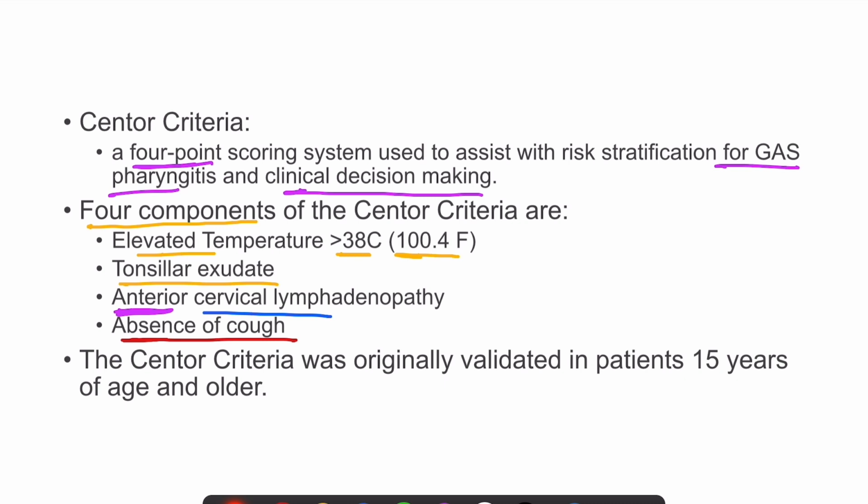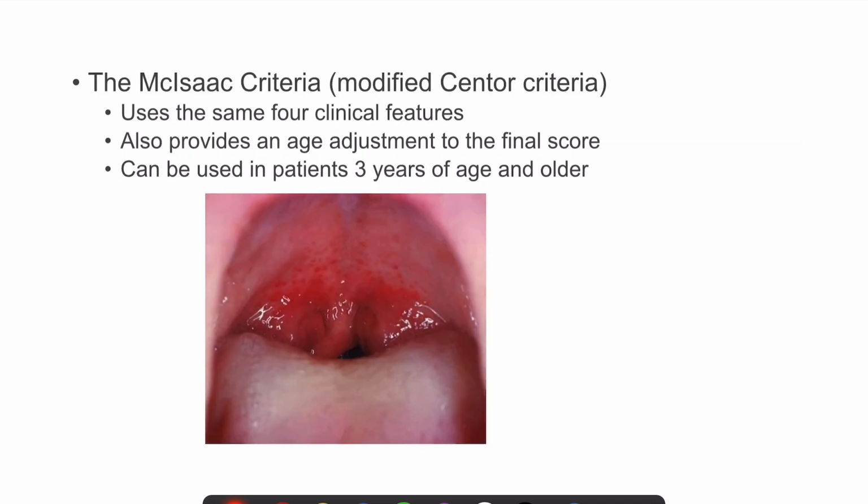This Centor Criteria was originally validated in patients 15 years of age or older. However, later on this criteria was modified by McIsaac, and this is known as the modified Centor Criteria. This criteria is almost similar to the Centor Criteria, but it also provides an age adjustment to the final score. And unlike the conventional Centor Criteria, this modified Centor Criteria can be used in patients 3 years of age or older.